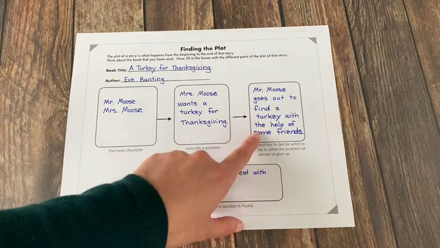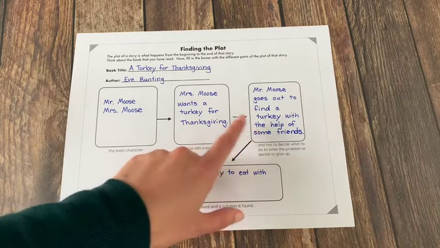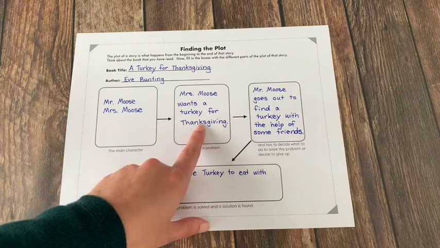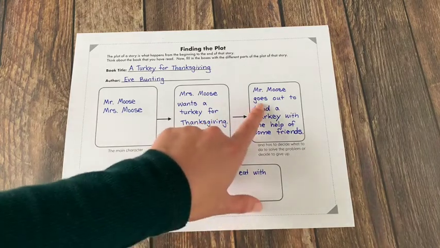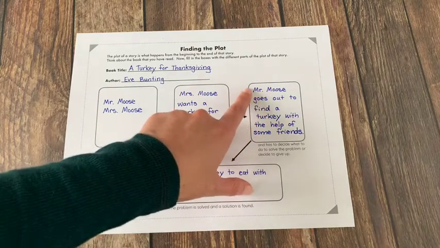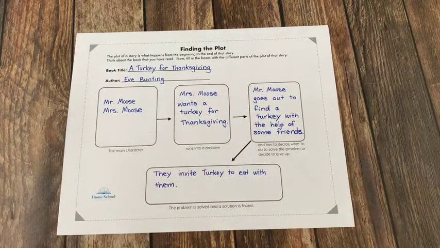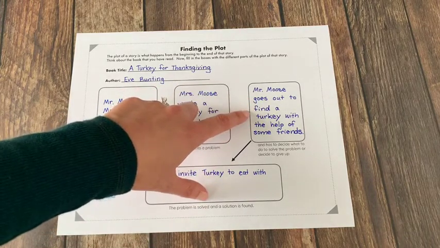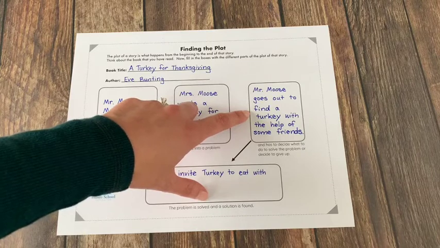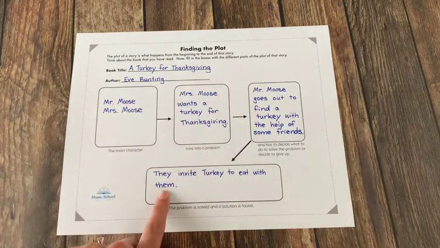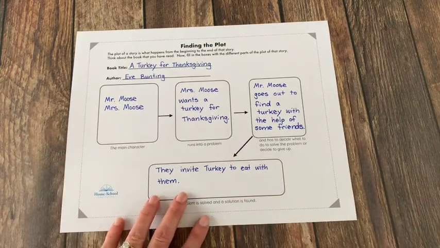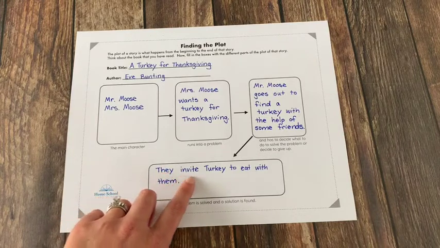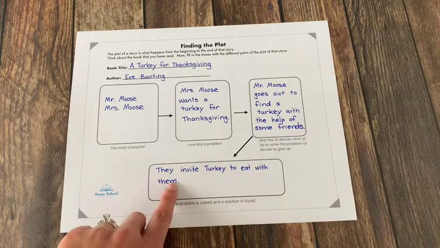And then I said, for what happens after the problem is identified, she wants a turkey for Thanksgiving. Well, what happens after that? Mr. Moose goes out to find a turkey with the help of some friends. Okay, so remember at that point of the story, Mr. Moose goes out and tries to locate a turkey. And at the end, the solution is they invite Turkey to eat with them.